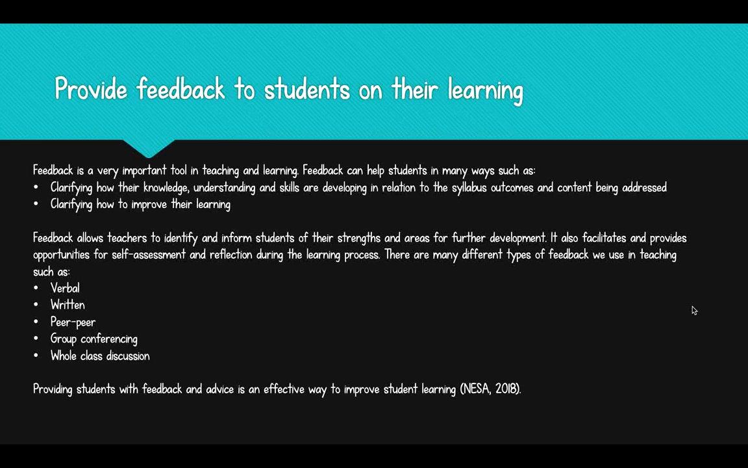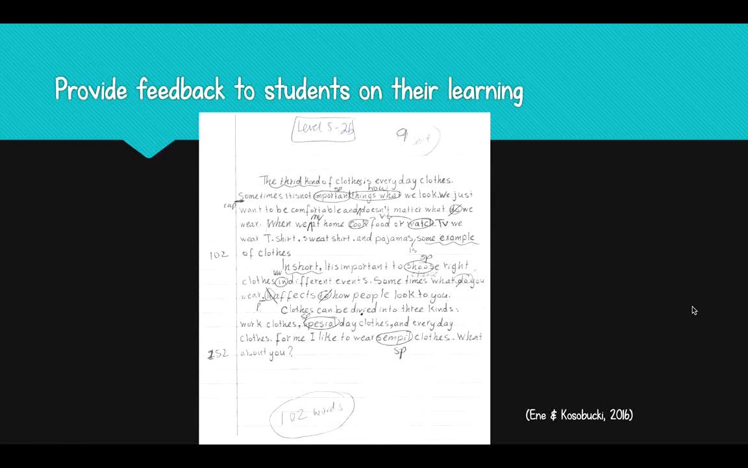There's heaps of different types of feedback we can use, like verbal, written, peer-to-peer. You might conference as a little group or have a whole class discussion. Providing them with this feedback is a really effective way to improve student learning, and it's also really good sometimes to get feedback from your students about your teaching. Here's an example of some written feedback. So the teacher would have conferenced one-on-one with this student about things they could change in their writing.